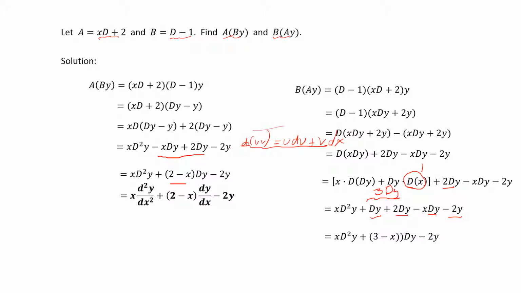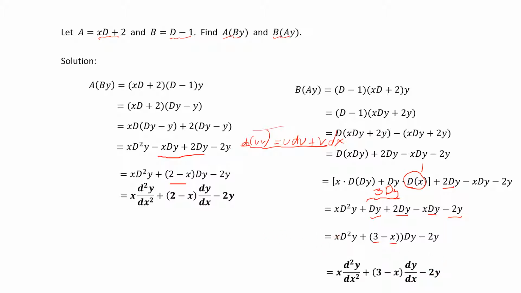Okay, and then if you combine, that's why you have 3 minus x there. And then you factor the dy and then minus 2y. And then of course you can rewrite this already as x, by the definition of the operator, x second derivative of y with respect to x plus 3 minus x dy dx minus 2y.